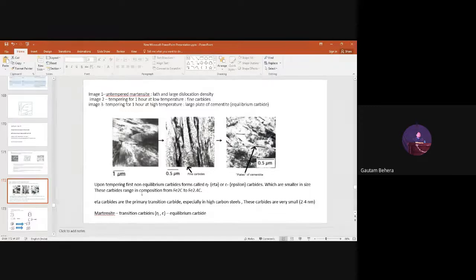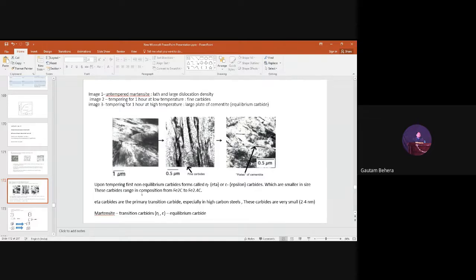The other reason behind the high hardness or high strength of martensite is the tetragonality. That means, exactly what happens? The carbon gets trapped inside the martensite, right? The carbon which is present in the austenite is getting trapped inside the martensite. Martensite is a BCT structure, if you remember, body-centered tetragonal. So the lattice is getting distorted tetragonally, and this kind of distortion is called tetragonal distortion.